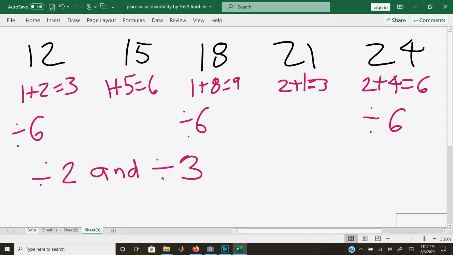It's interesting the way the pattern goes. If you have 12, they add up to 3. You add 3 more, they add up to 6. You add 3 more, they add up to 9. You add 3 more, they add up to 3. You add 3 more, they add up to 6. We add another 3, we get 27. That's divisible by 9. So there's an interesting pattern there, but we really can't use that pattern to determine divisibility by 6. We just have to decide if it's divisible by 3, and then if it's divisible by 2. If both of those are the case, then it is divisible by 6.